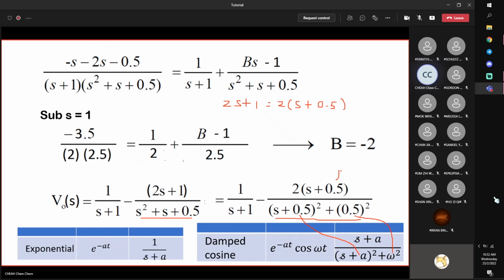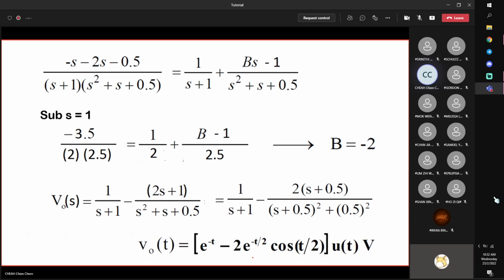Okay, and this is your a as well. So this is my a, this is my omega, which means that it's e to the power of -0.5t or half t, cosine 0.5t or half t. Now don't forget this too. This linearity property, right? Linear combinations. So a constant multiplied by this, which means that I'll get this 2 because of this constant. And this one is from the Laplace transformation table.